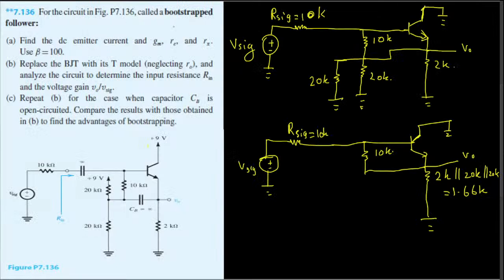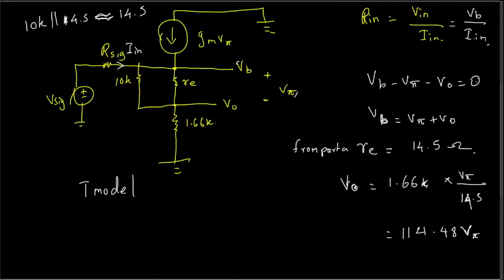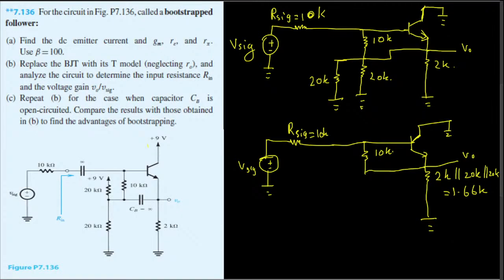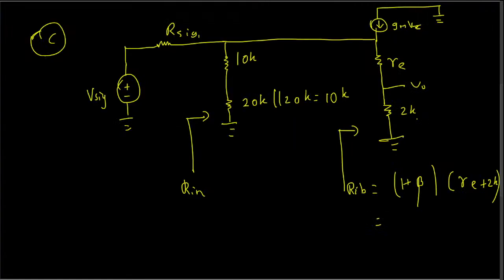RE is readily available to us. We found it in part A, and if you don't know what RE is, it is 14.5 ohm. You plug that in right here: 2k plus that, times 1 plus beta, which is also provided to us, that is 100. You plug it all in and calculate the value, and you will end up getting 203.46k ohm for Rib.